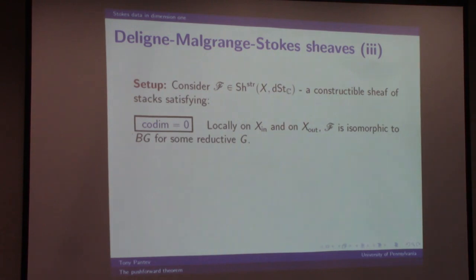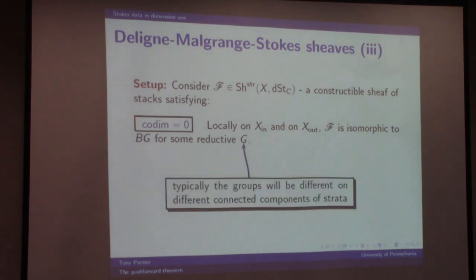So I'm going to look at special sheaves of stacks on this stratified space. They are constructible sheaves of stacks, which are uniquely described by what their values are on the various strata and what the cospecialization maps are. So for the two-dimensional strata, for the inner and outer open strata, I'll require that the value of the sheaf on each stratum is the classifying stack of a reductive group G. And the groups will be different on the different strata, if you want to describe Stokes structures, but they're going to be reductive.